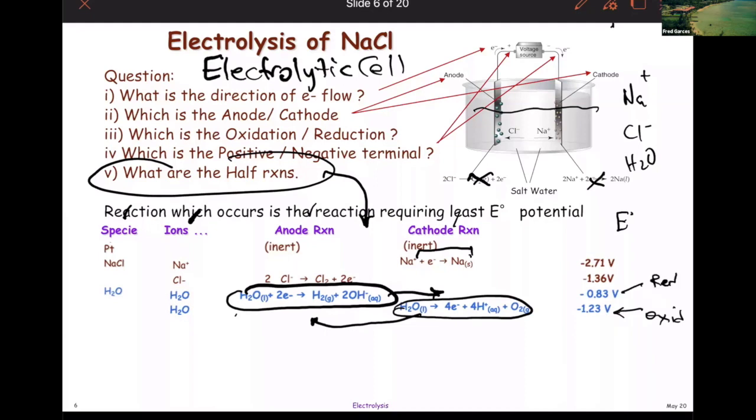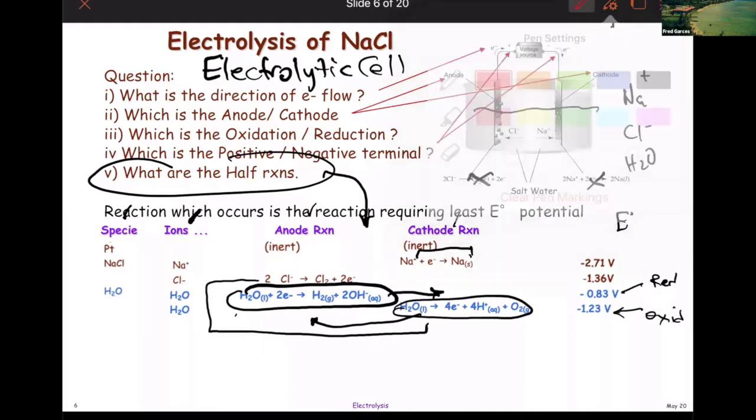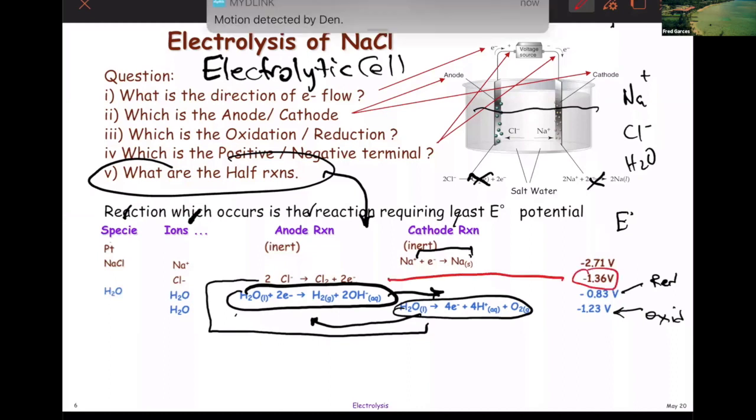The formatting got messed up, and those two should be switched. So what we need to do is look at the two competitions at the anode. These two chemicals are going to be at the anode. Both will undergo oxidation, but the one that will actually undergo oxidation is the one that requires the least amount of energy. So is 1.36 lower or 1.23?